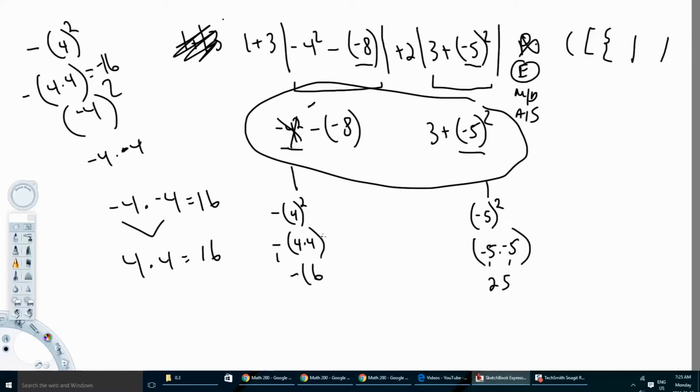Moving along, now that we've got that, we can do minus 8 here, and we can do 3 plus 25, right? Because we figured that out. And that equals minus 16. Two negatives makes a positive, plus 8 equals negative 8. Here it equals 28, right? Negative 16 plus 8. Take the sign of the biggest and then you subtract.